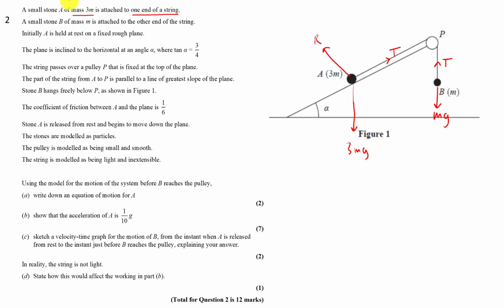A is held at rest on a fixed rough plane, and if you read the whole question, stone A is released from rest and begins to move down the plane. Because it's rough, and when it's released, as A is travelling this way, then friction must also be working that way, against the direction it's travelling. That's really important, and that will confirm why the tension is going this way as well.